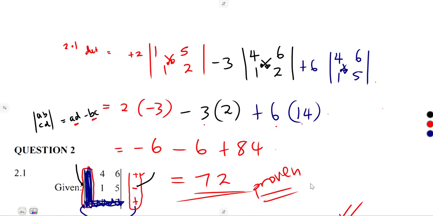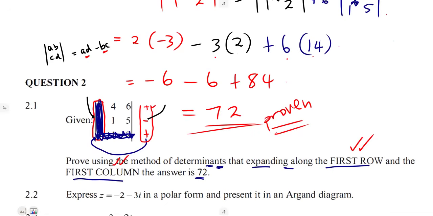This is the idea of determinants. The determinant is supposed to be the same. You choose any row of your choice, any column of your choice, you are going to have the same answer, 72. So this one, we are following the instruction. Follow the instruction. They said by doing the first row, first column.